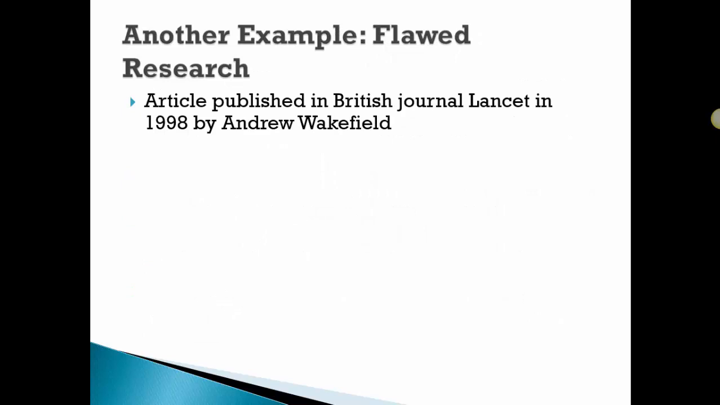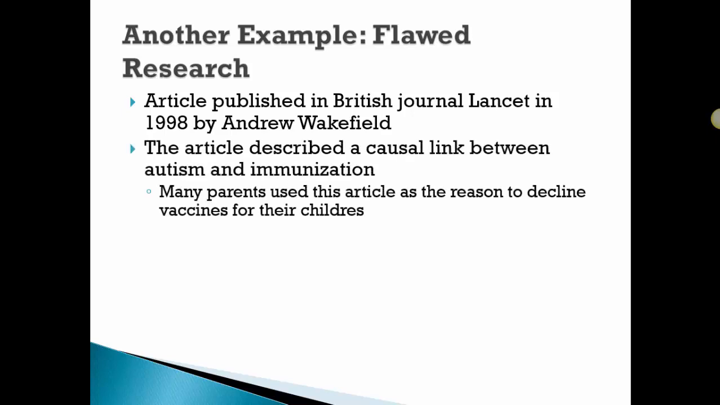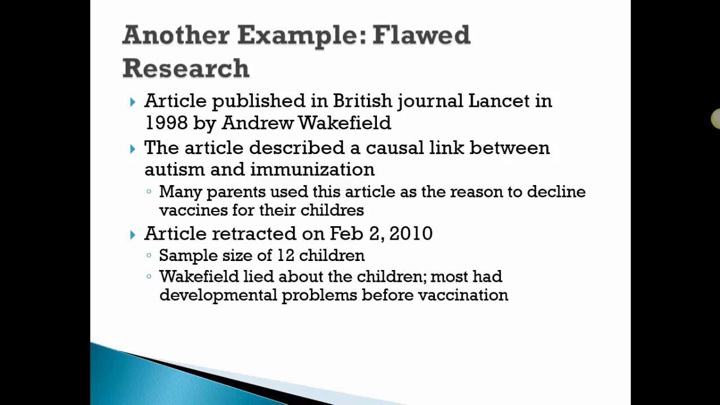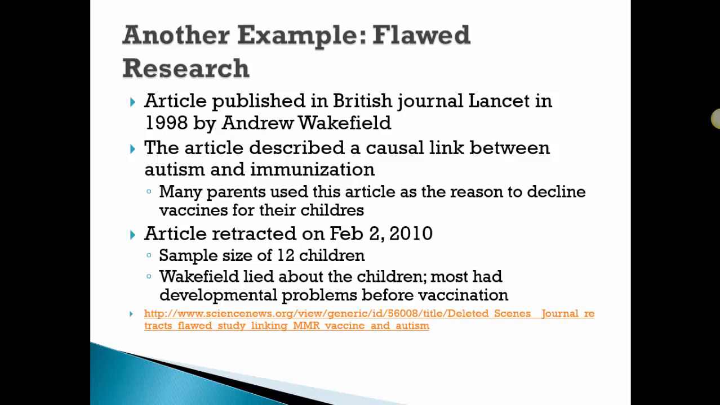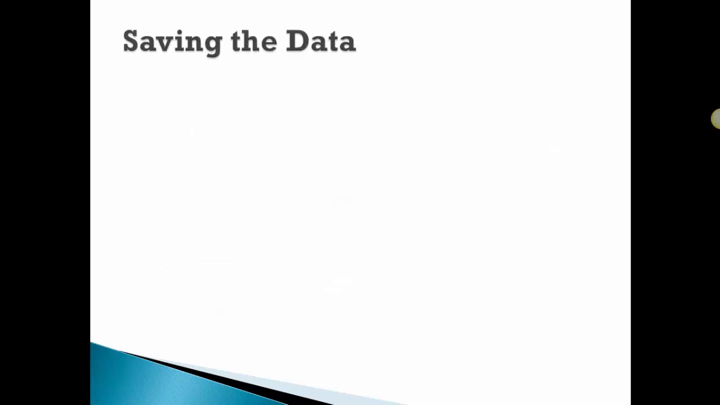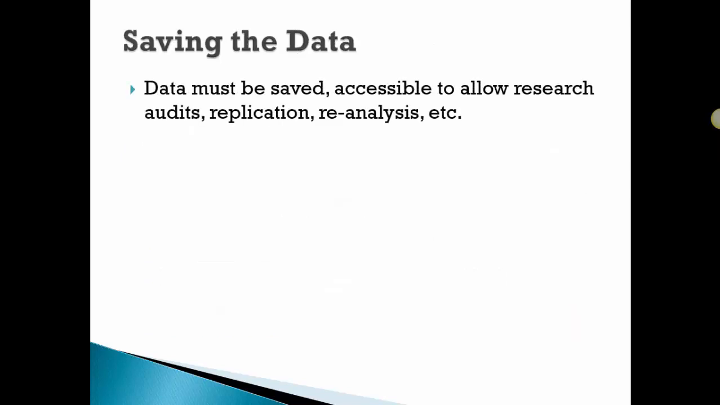Another example, there was an article published in 1998 by Andrew Wakefield, and I believe we covered this in Chapter 8 in the first semester. This was the article about the causal link between autism and immunization, and many parents use this article as a reason to decline vaccines for their children. But in 2010, the article was retracted. The sample size was only 12, and Wakefield lied about the children. Most of them had the developmental problems before they actually got vaccinated. And there's a link to the original article. Actually, a link to a news article about the retraction.